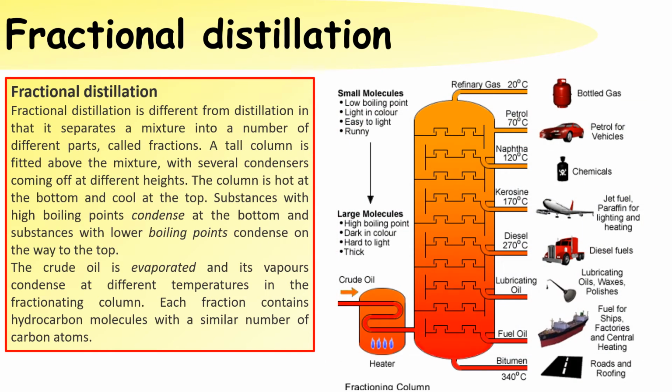This diagram shows how a fractionating column will separate crude oil into a number of different fractions. Each of these fractions have different properties and different uses. The fractions at the top of the column have lower boiling points and are shorter in carbon length. The fractions at the bottom of the column have high boiling points and longer hydrocarbon lengths.